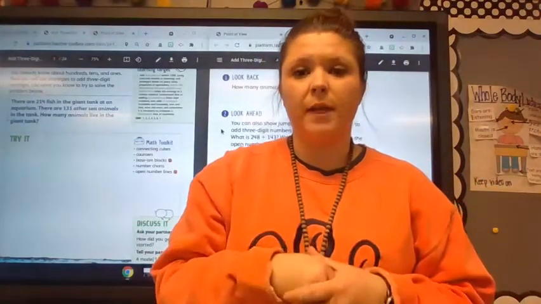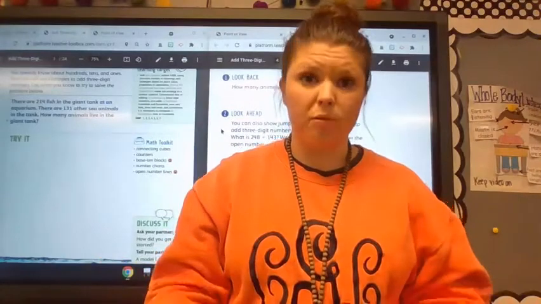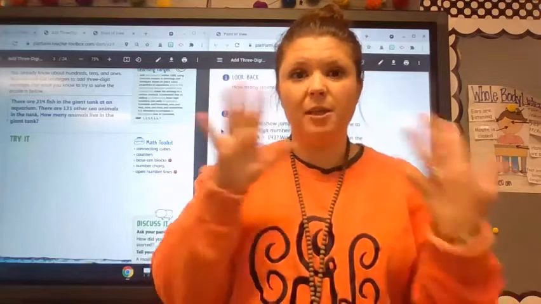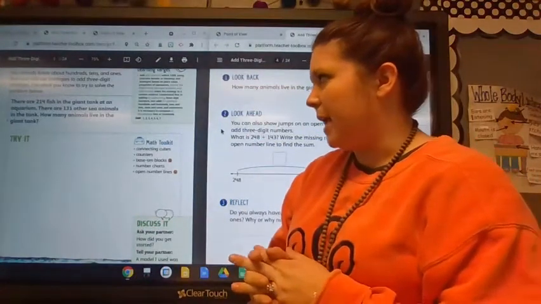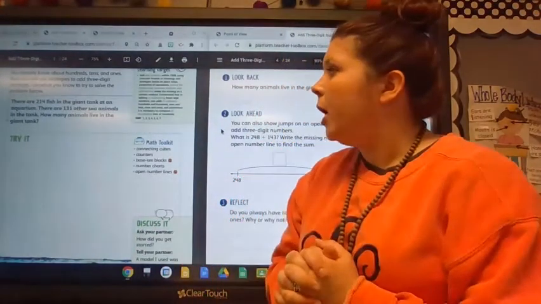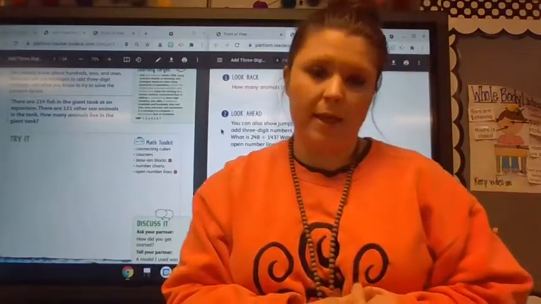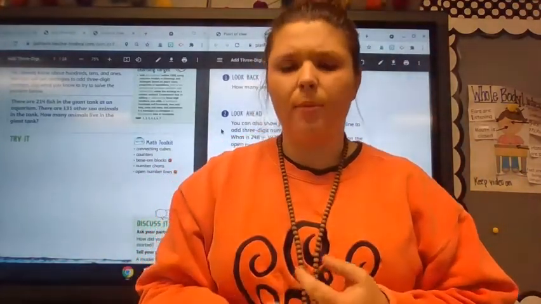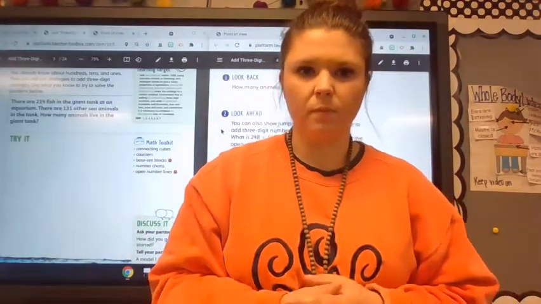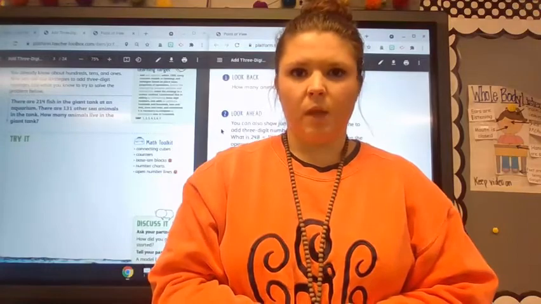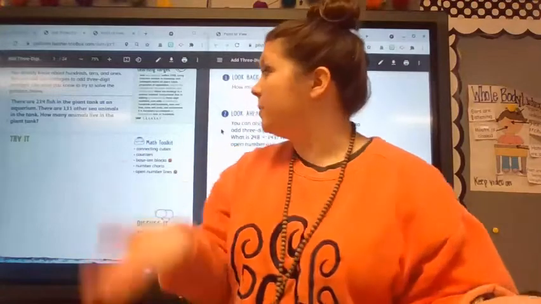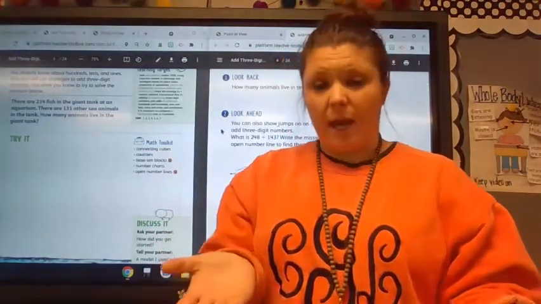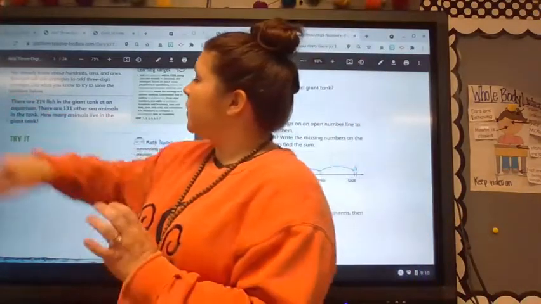We're going to do a 3-read on this so that we can understand what it is that the problem is asking us to do. That way, when we understand word problems, we can solve any type of problem, okay? There are 214 fish in the giant tank at an aquarium. There are 131 other sea animals in the tank. I want you to retell this problem in your own words. All right, so we have some fish in a tank, and then we have some other sea animals in the tank, okay?